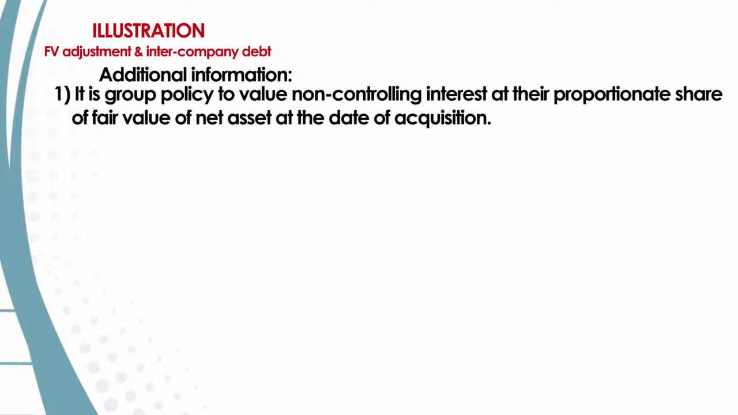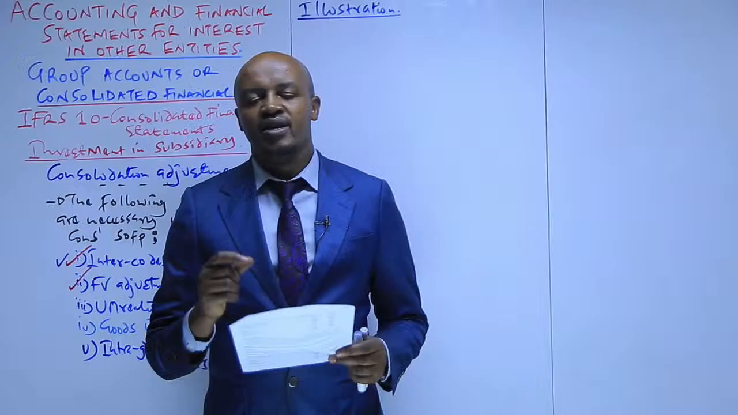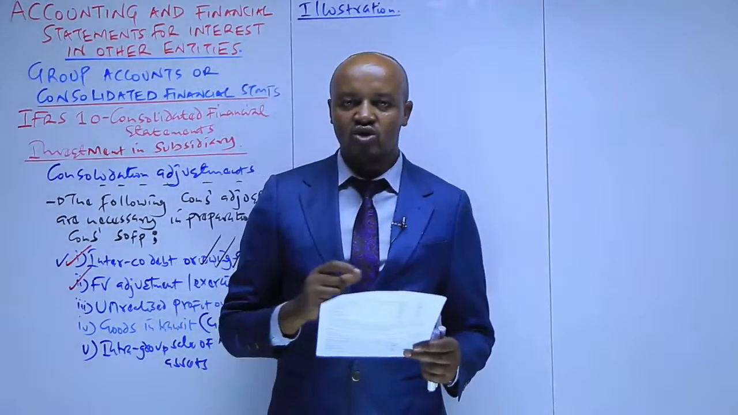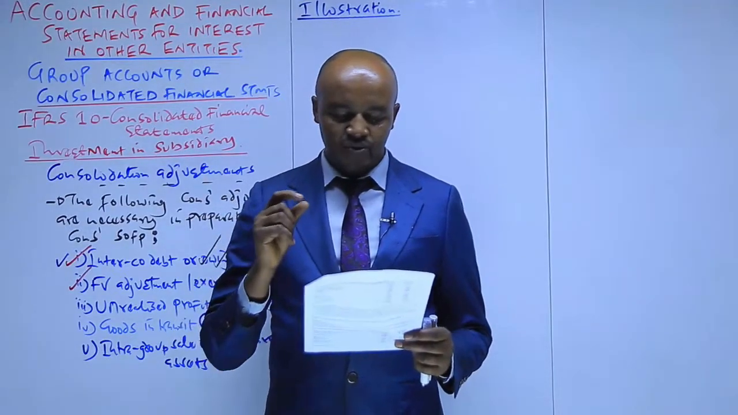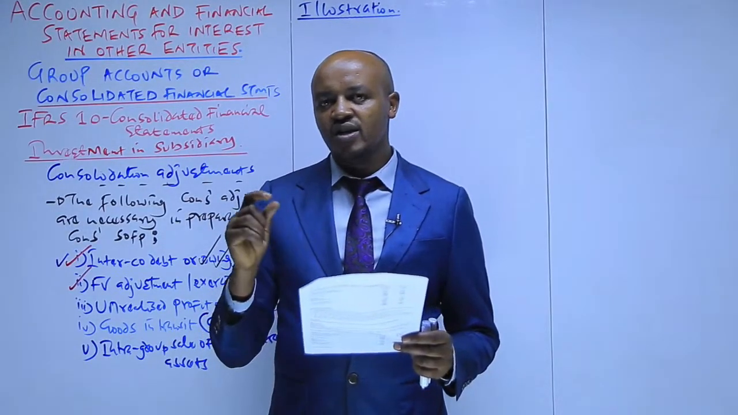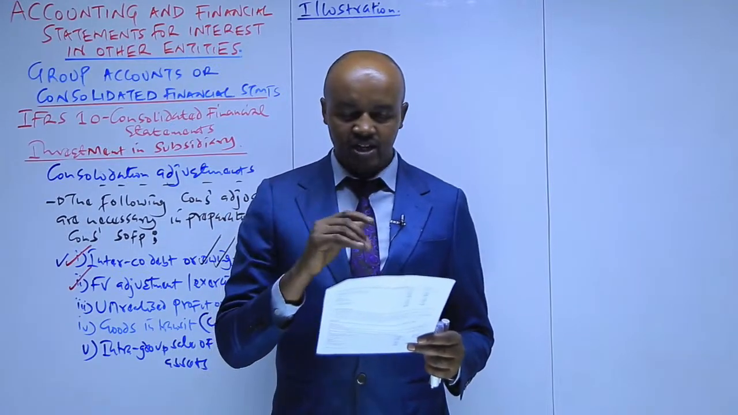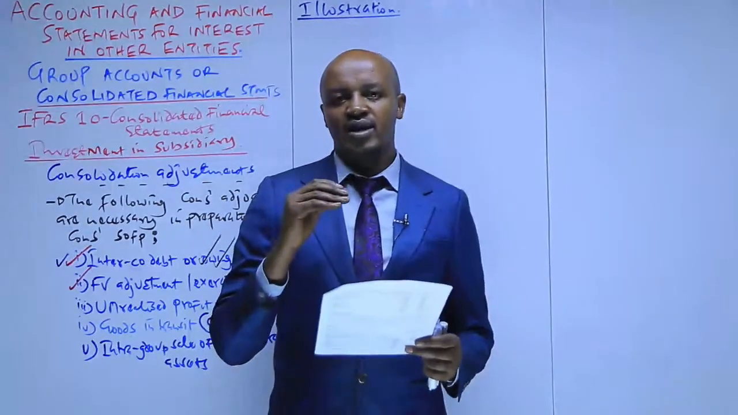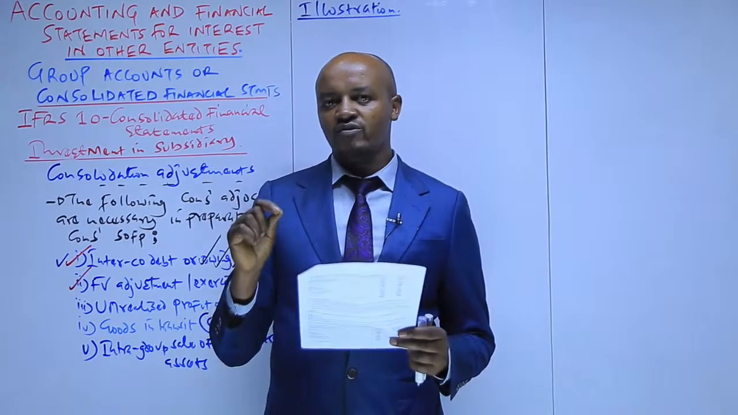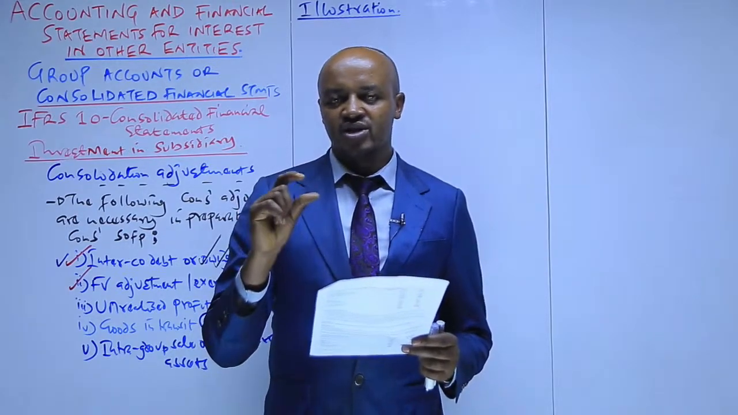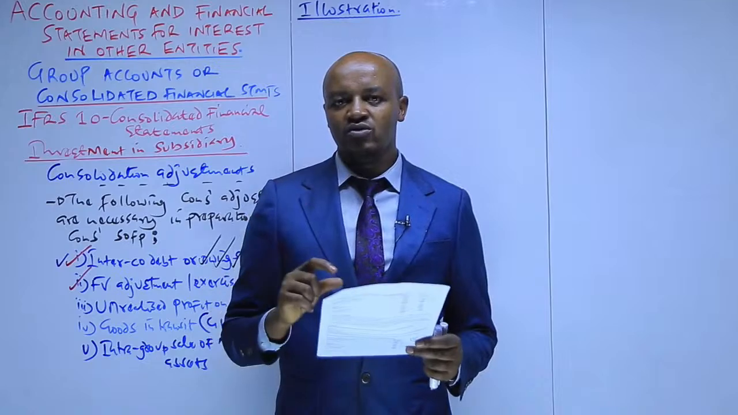If you come across that particular information, basically that guides you in knowing the method to be used in the computation of what? Of goodwill. In this case, we are going to use the partial goodwill method, because we said that if you come across information whereby you're told it is a group policy to value NCI at fair or full value, then in such a case you compute the goodwill using the full goodwill method.